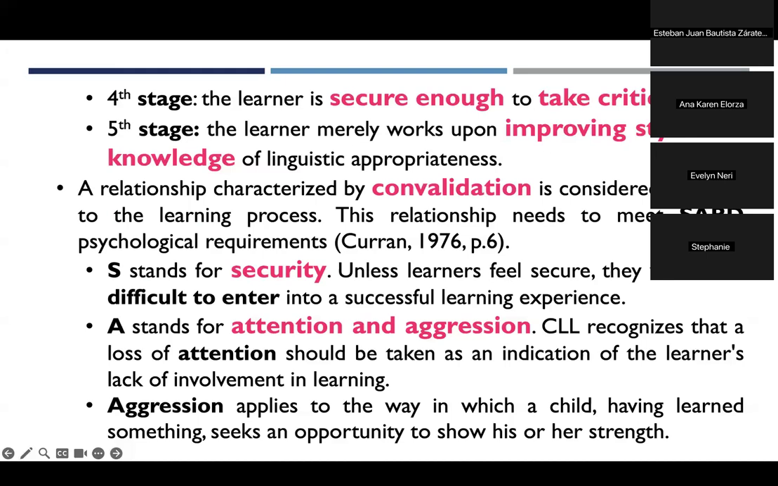And what is SARS, psychological requirements? According to Charles Curran, S stands for security. Unless learners feel secure, they will find it difficult to enter into a successful learning experience. So that's why you need to create that sense of belonging to the learning community. That's why negative criticism is not allowed in that learning community. A stands for attention and aggression. But what does aggression mean?